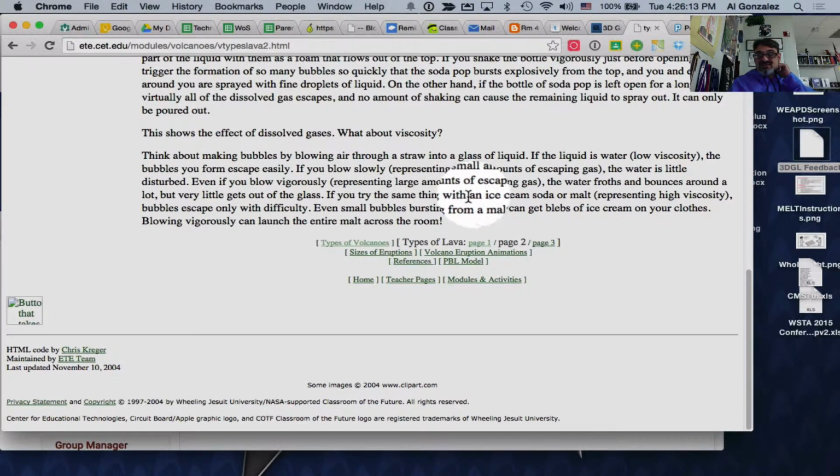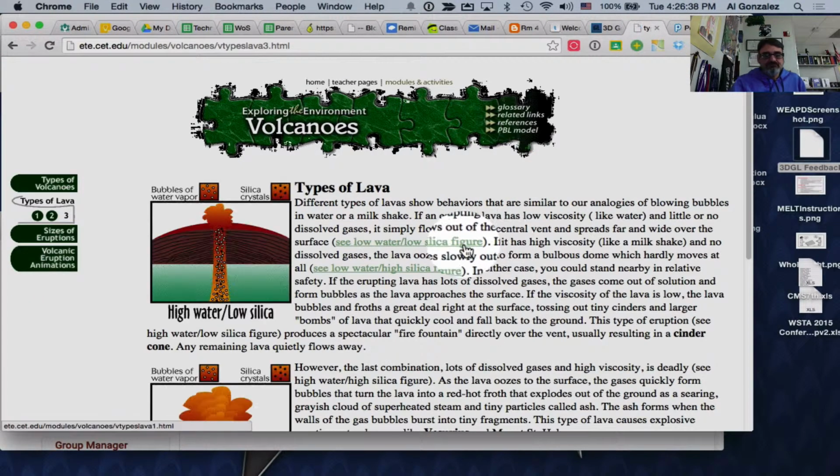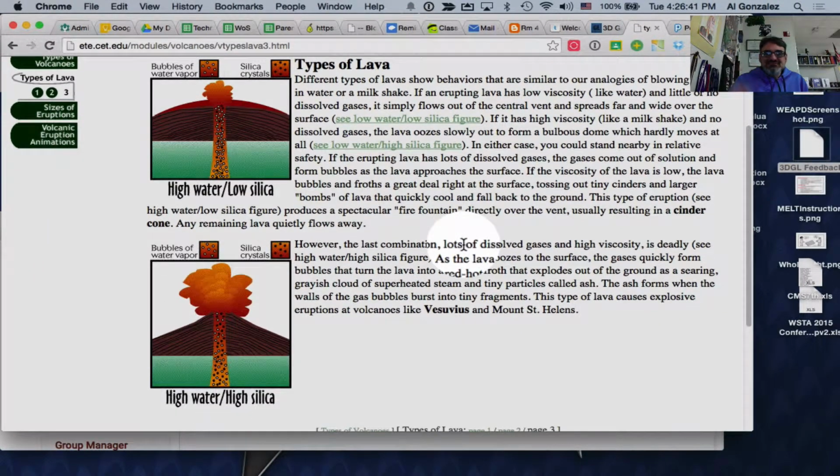If you try the same thing with an ice cream soda or a malt, representing high viscosity or high silica lava, bubbles escape only with difficulty. You have to really blow. Even small bubbles bursting from a malt can get blebs of ice cream on your clothes. Blowing vigorously can launch the entire malt across the room. Starting to connect these? Different types of lavas show behaviors that are similar to our analogies of blowing bubbles in water or a milkshake.